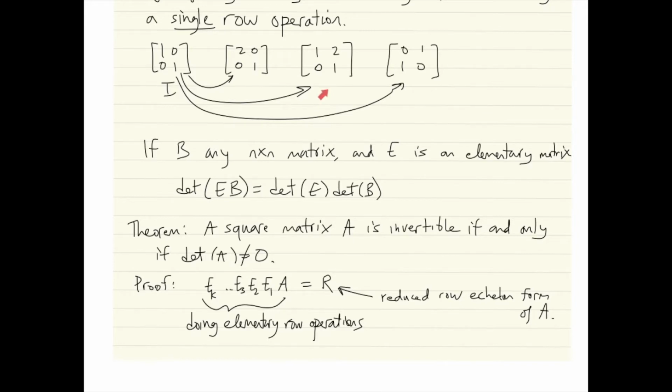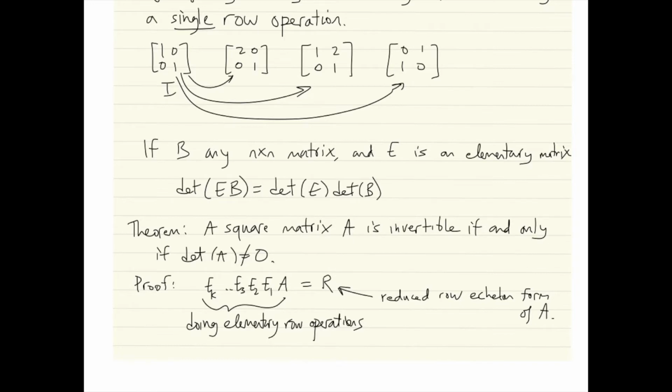corresponding to replacing row 1 by adding to it 2 times row 2, the determinant doesn't change. Okay, let's move on to a theorem that we can prove using this fact here. That theorem says that if A is a square matrix, then A is invertible. Remember, that means that there exists some matrix B so that A times B is the identity and B times A is the identity.